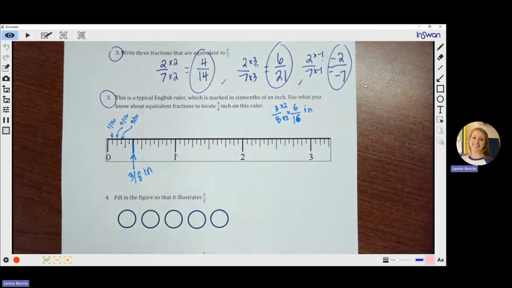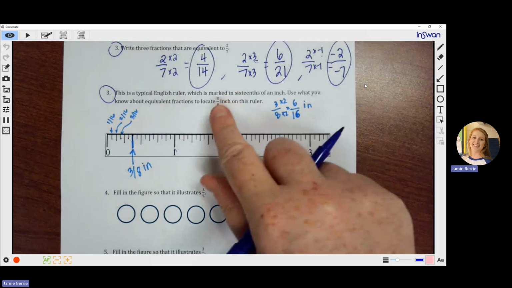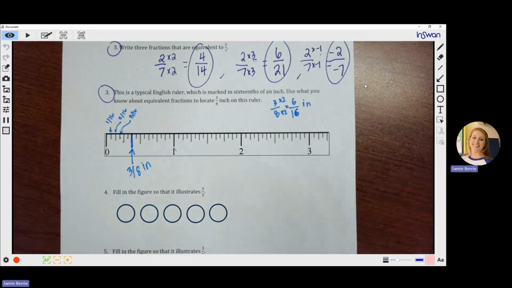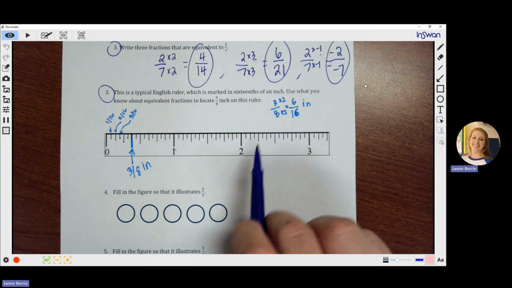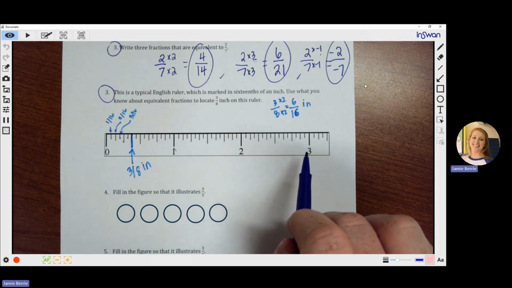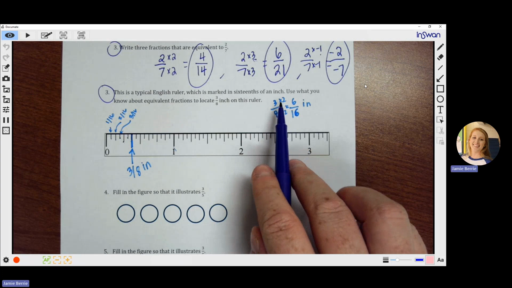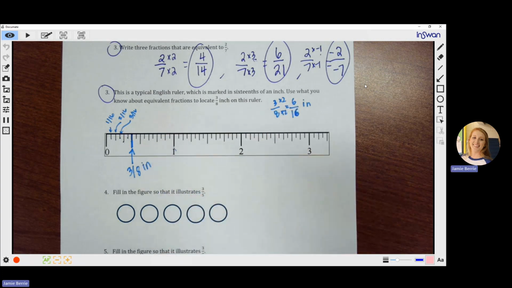So I'm going to circle this one as well. I'll do this one on the test, and then I'll just change 3/8 to a different number. So all you've got to do is make the denominator 16. Figure out what you need to multiply by to make the denominator 16, do the same thing to the numerator, and then locate that point on that line on the ruler.